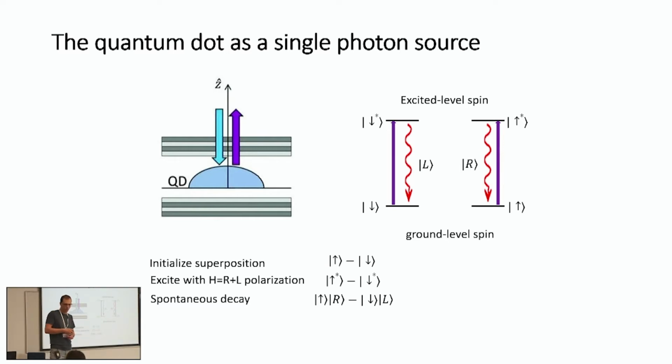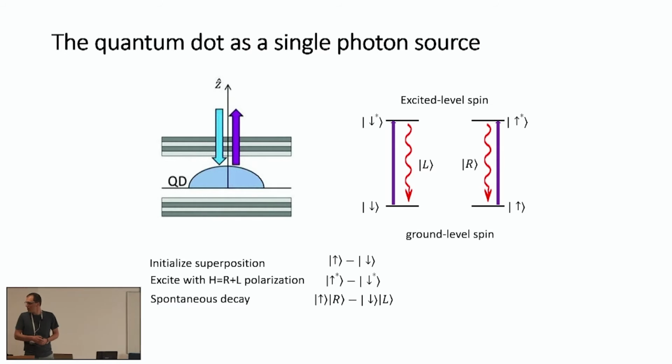So to generate the entangled states, we first initialize the ground level spin in a coherent superposition of up minus down. Then we excite this spin with an H polarization, which is an equal superposition of R and L. And this will promote this qubit to the excited qubit, keeping the relative phase between the up and down components exactly the same. This is very important. So you see up excited minus down excited.